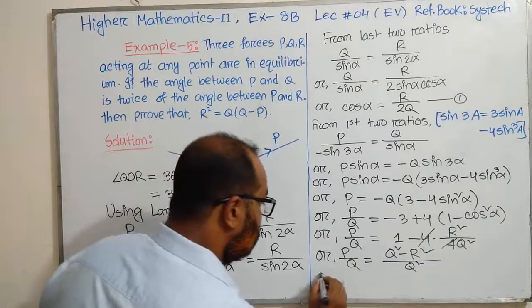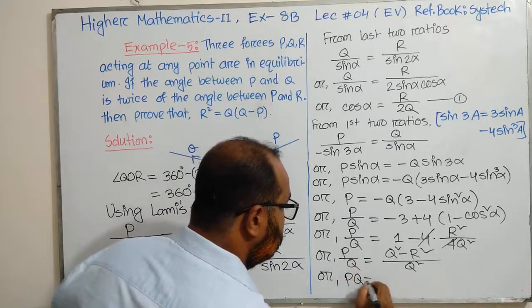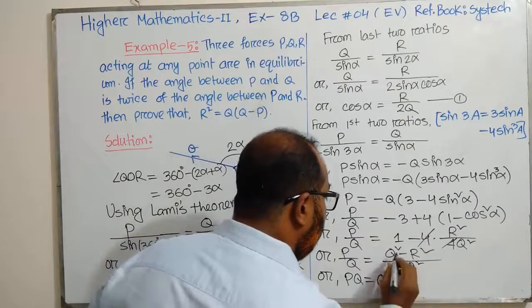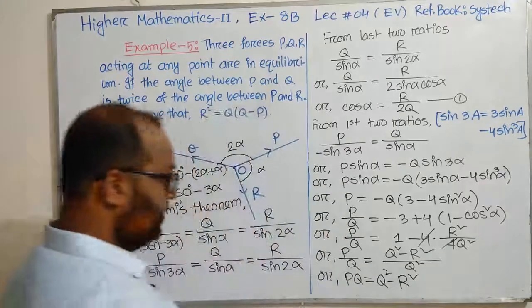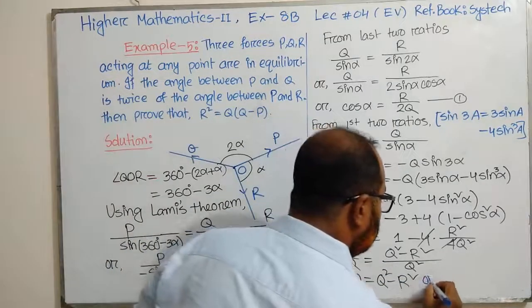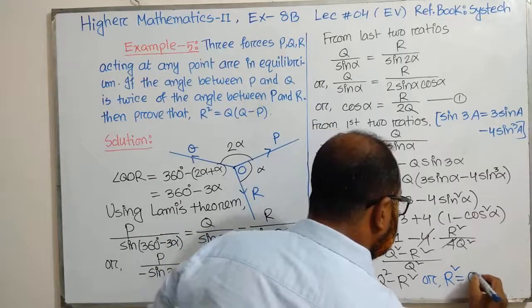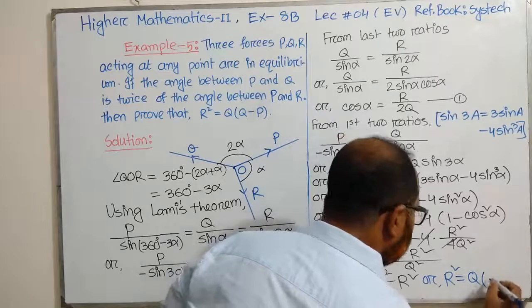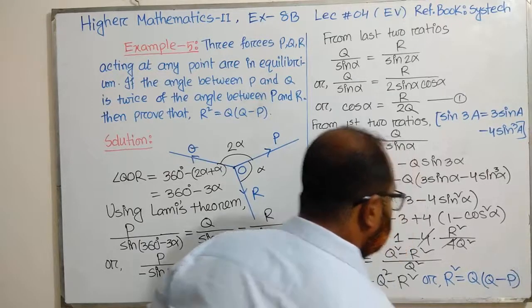From this we get PQ equals Q square minus R square. Finally, from this we can write R square equals Q into Q minus P.